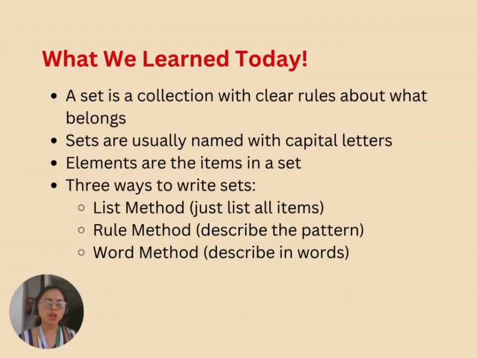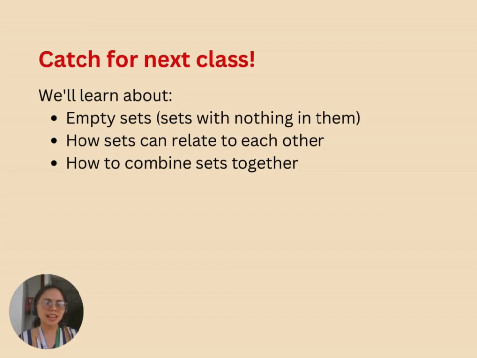So let us have a recap of what we've learned today. Again, a set is a collection with clear rules about what belongs. Sets are usually named with capital letters, and the elements are the items in a set. And here are the three ways to write sets: the listing method, rule method, and word method. For the next video tutorial, we're going to learn about empty sets, how sets can relate to each other, and how to combine sets together.